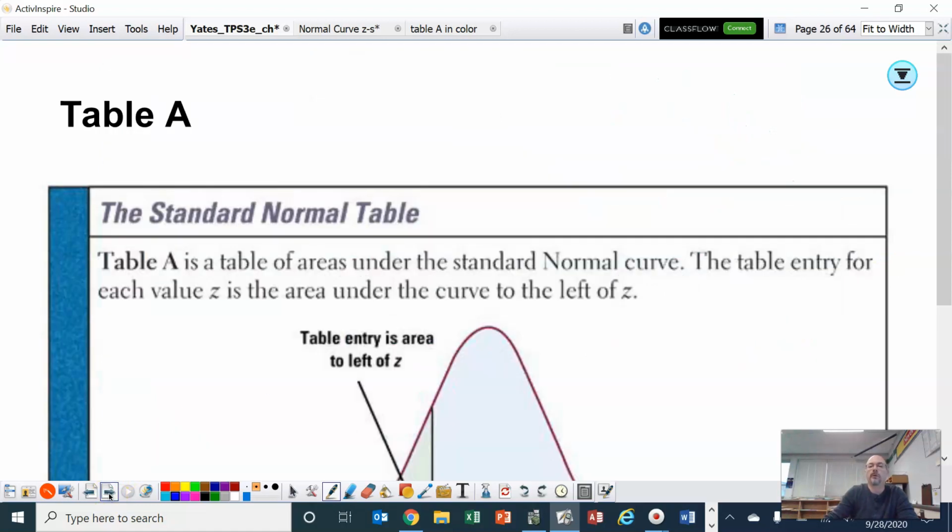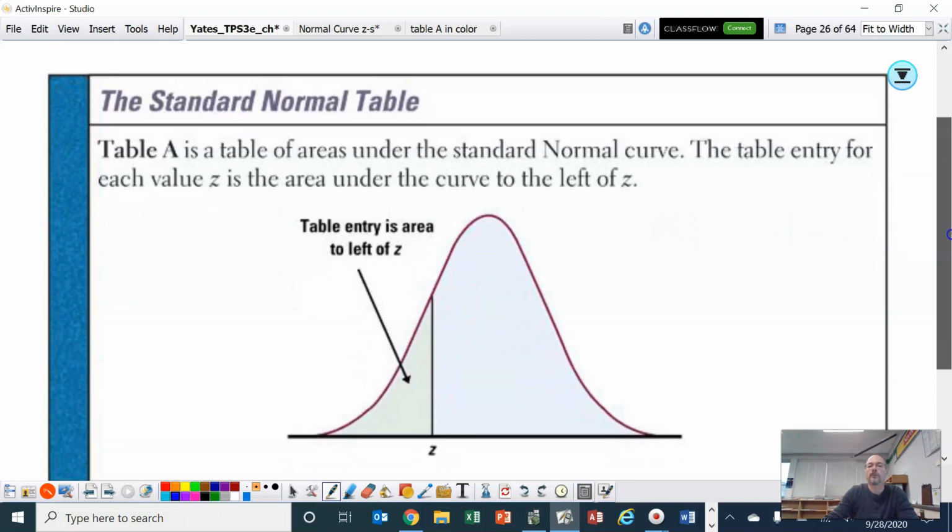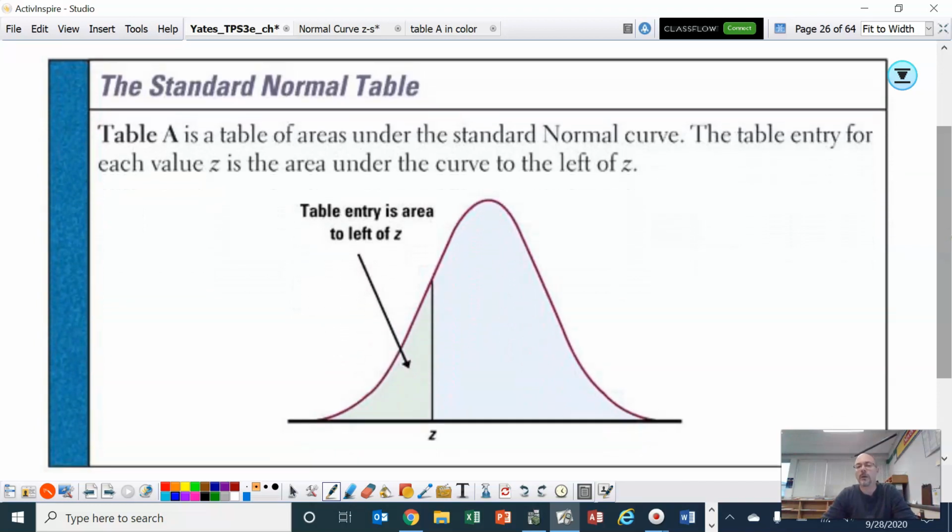All right, let's keep rolling. So all we're going to do is we're going to go ahead and review the table quick, and then we'll do some practice. Well, let's do this first. Let's practice finding some z-scores first, then we'll go back to the table.